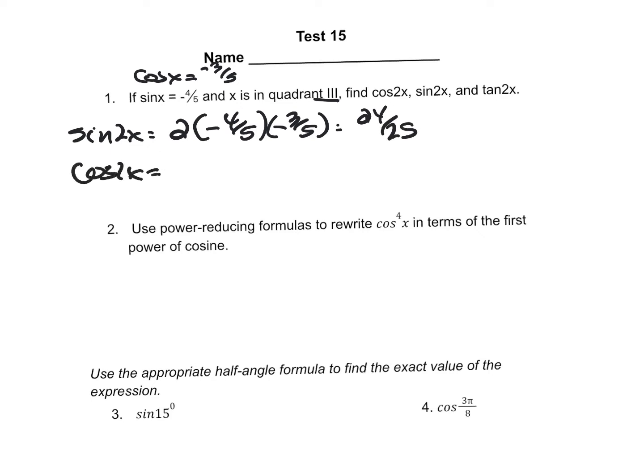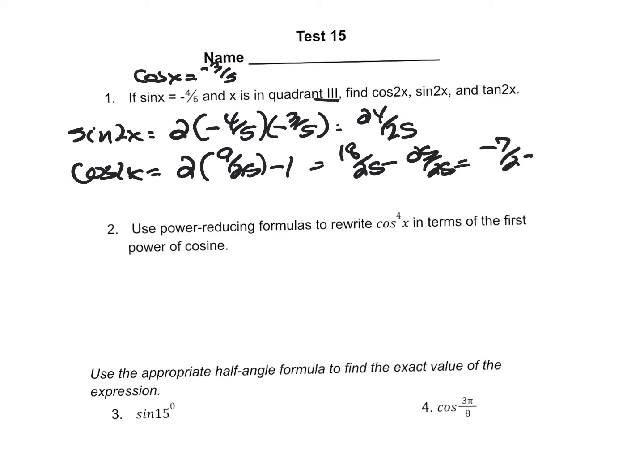Cosine 2x, you've got a choice of 3 things to use. I'm going to do 2 cosine squared minus 1. So if I square cosine, I'm getting 2 times 9/25 minus 1. That's 18/25 minus 25/25, which is negative 7/25. There's your cosine. The reason I go in that order is because I'm doing tangent 2x last.